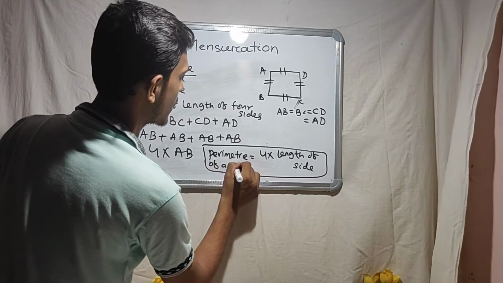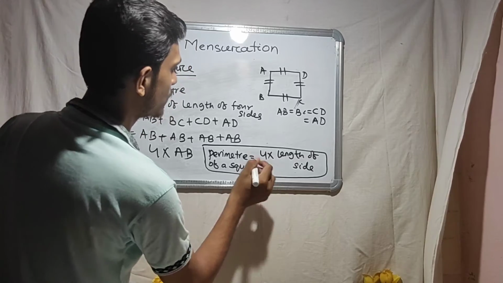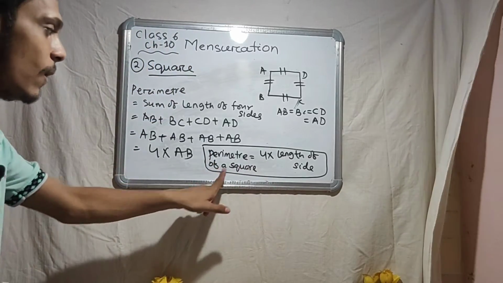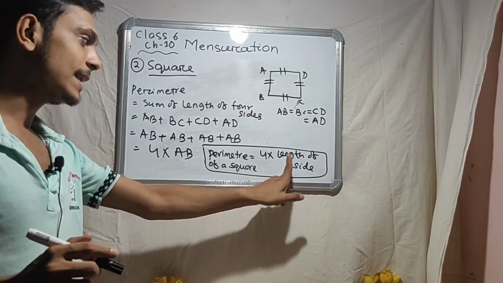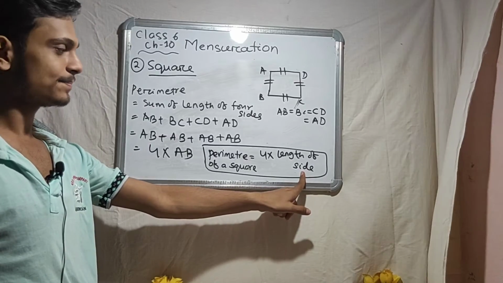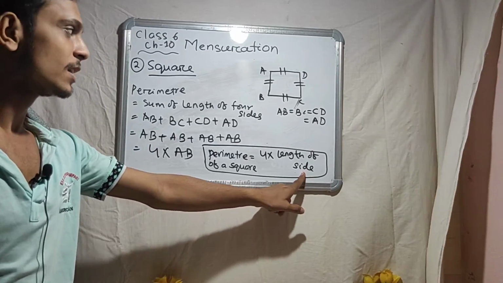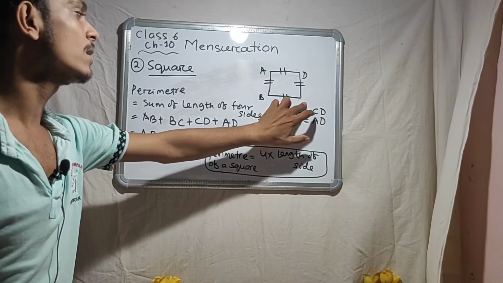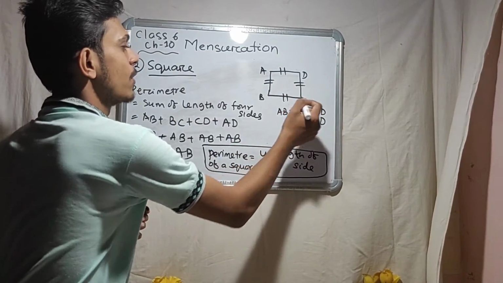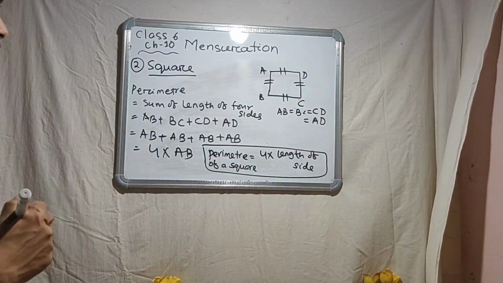Perimeter of a square is equal to 4 multiplied with the length of the side. Clear my point? This is the formula for finding the perimeter of a square. Okay.